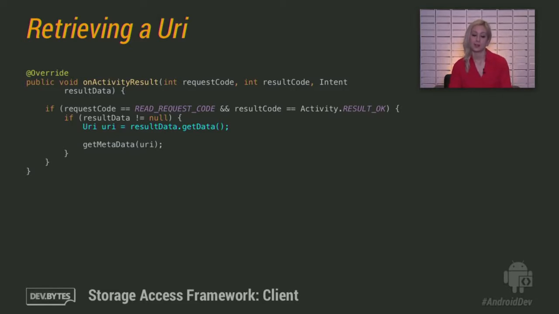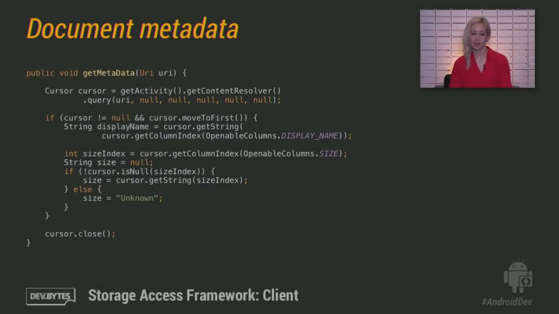Retrieving a URI is also the same as before. We get a callback in onActivityResult. We check the request code matches, and the result came back OK. Now, we don't get back the specific document directly here. We get a URI pointing to it using intent.getData. If you've done this before with the GET_CONTENT or PICK intents, nothing's changed.